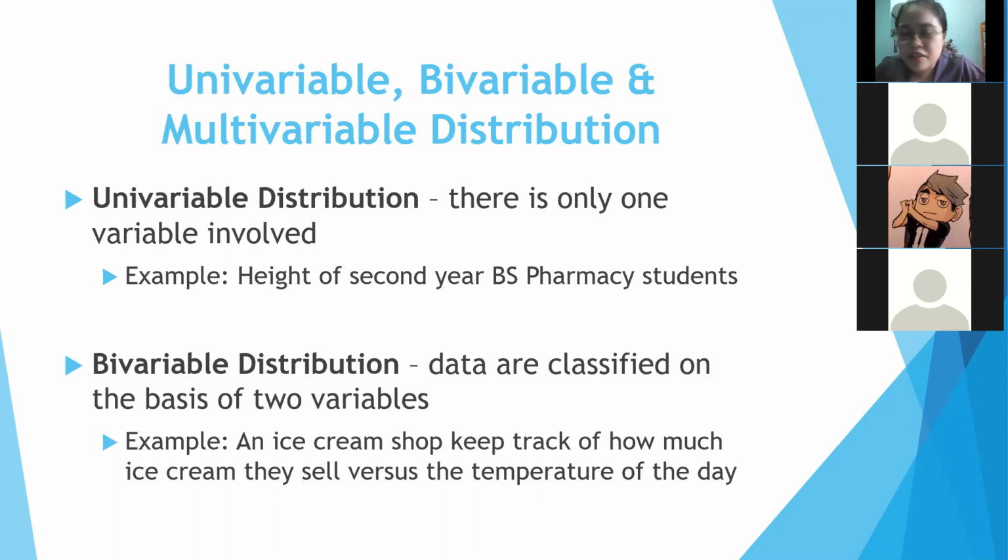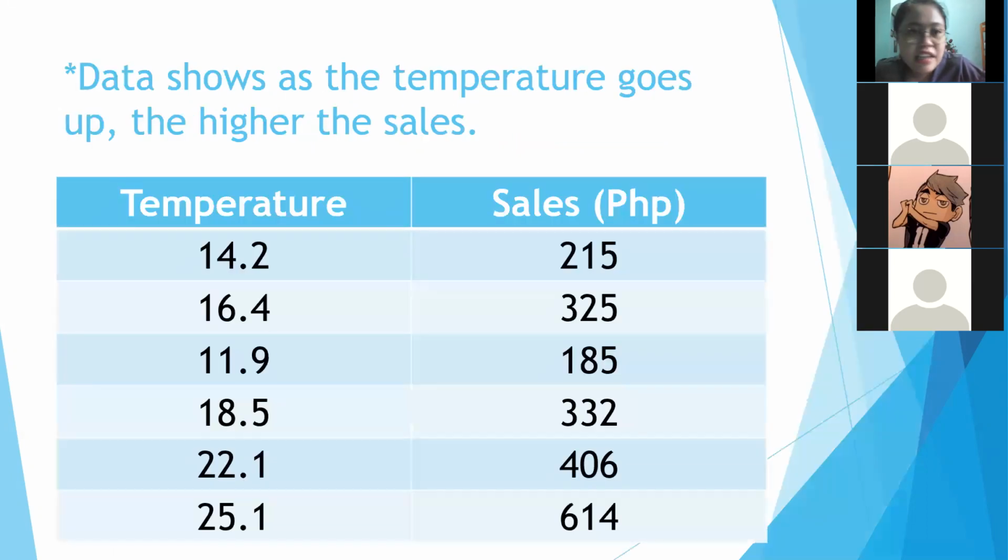This one talks about distribution of data. So data are classified on the basis of two variables. For example, an ice cream shop keep track of how much ice cream they sell versus the temperature of the day. So for example, mao ni ang iyahang data. So duha ka buok. Gi-table nato ang data duha ka buok. Gi-measure nato ang temperature sa kada adlaw, tapos i-measure pud ang halin, ang sales nila sa ice cream kada adlaw pud na.